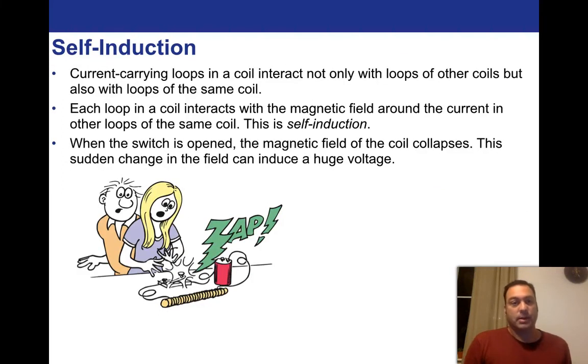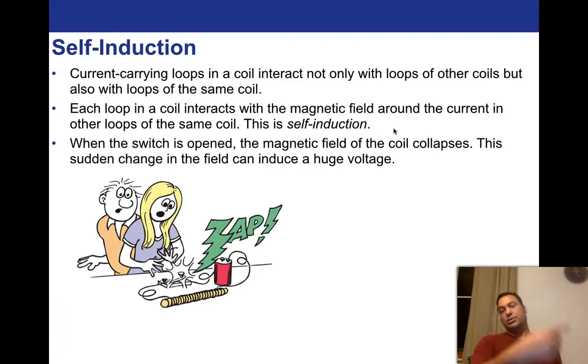Self-induction also happens, and you have to be really careful when you're doing this. Some people don't expect it to happen. This happens with a lot of old TVs. We've also seen this with capacitors. This is one of the cases where you have to be really careful. Current carrying loops in a coil interact not only with loops of other coils, but also with the loops of the same coil. So as the current is going through, they're interacting with each other. That's really important. Each loop in a coil interacts with the magnetic field around the current and other loops of the same coil. This is self-induction, right?